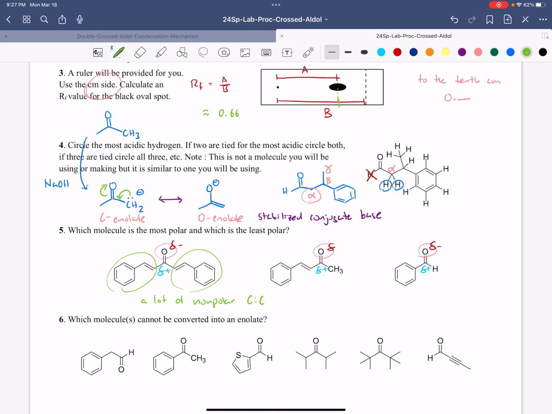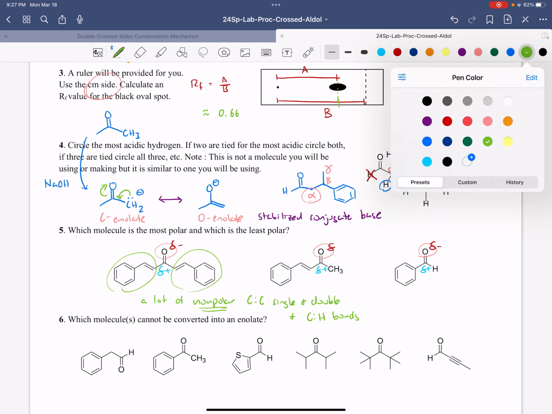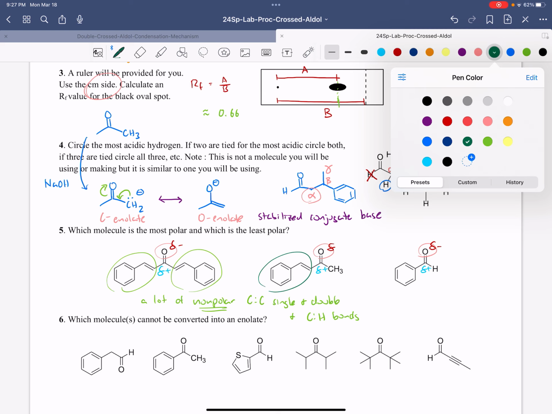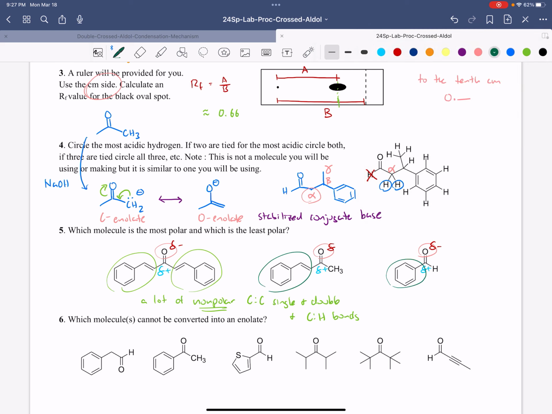So CC single and double, and a lot of CH bonds. Those are nonpolar. And so we grossly outnumber the dipole versus the number of nonpolar bonds we have. And if we look here in the molecule next door, we have fewer carbon bonds and carbon-hydrogen bonds than we have for our first molecule. And if we go even further down the line, we have even fewer. So it's like the ratio of oxygen to carbon is getting less and less.